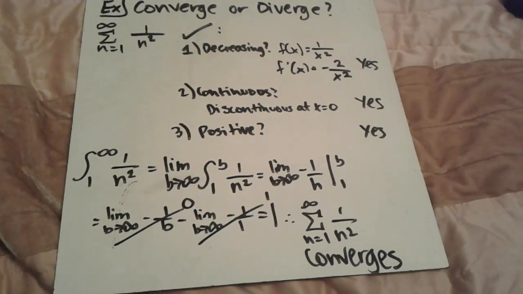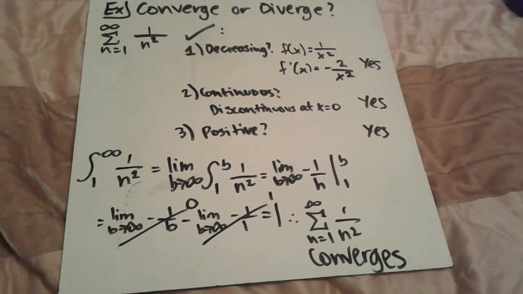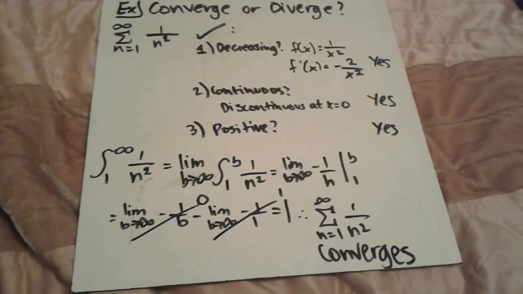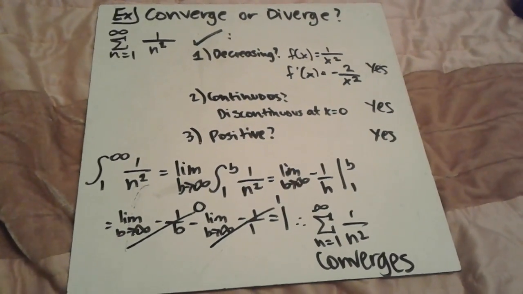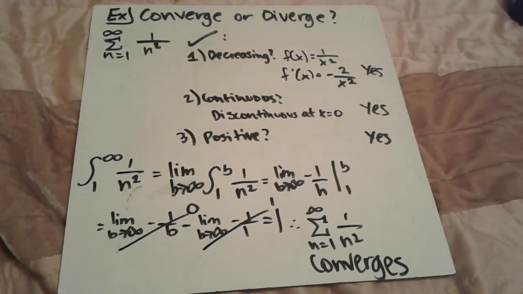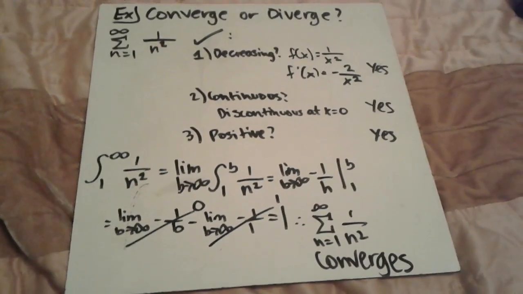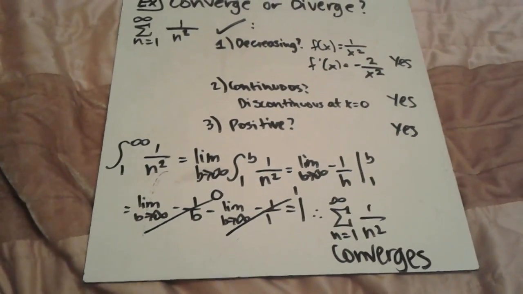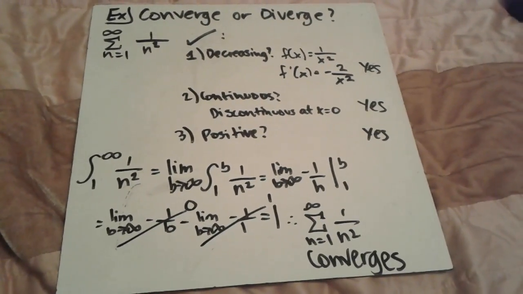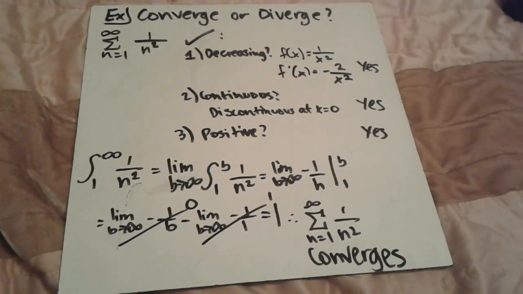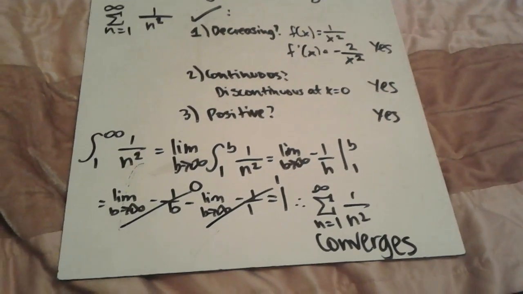To check for decreasing, it's common to use the derivative. So f prime of x equals negative 2 over x cubed. And it is decreasing because of the negative sign up front, meaning yes, it does fulfill that condition. The second condition is whether it is continuous. It's only discontinuous at x equals 0 because of the denominator, but other than that, yes, it is continuous. And it is always going to be positive because of the square in the denominator.